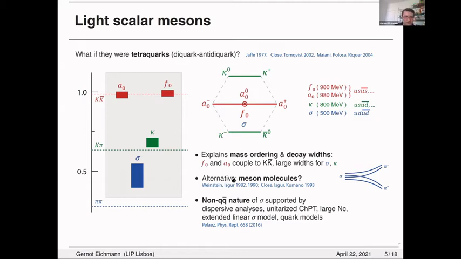An alternative would be meson molecules. The sigma appears in pi pi and the kappa in K pi, so they could be dynamically generated resonances. The a0 and f0 sit at K K-bar threshold, so they could be K K-bar molecules. And there's been quite some history of support for the non-q q-bar nature of the light scalar mesons from various approaches. So what can we say about that?